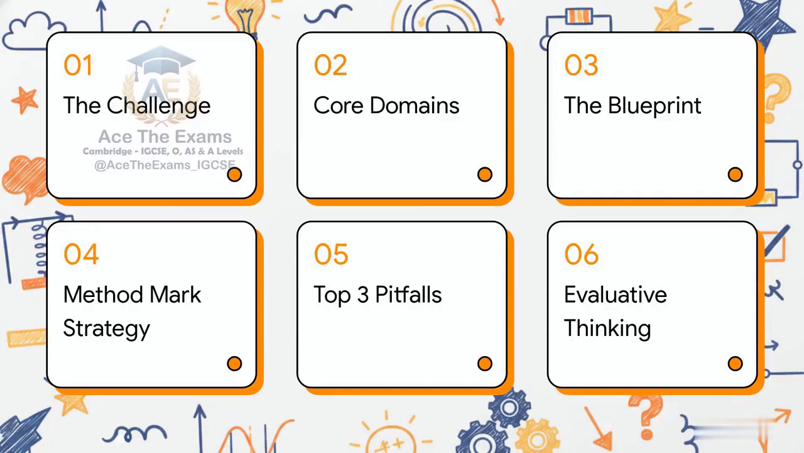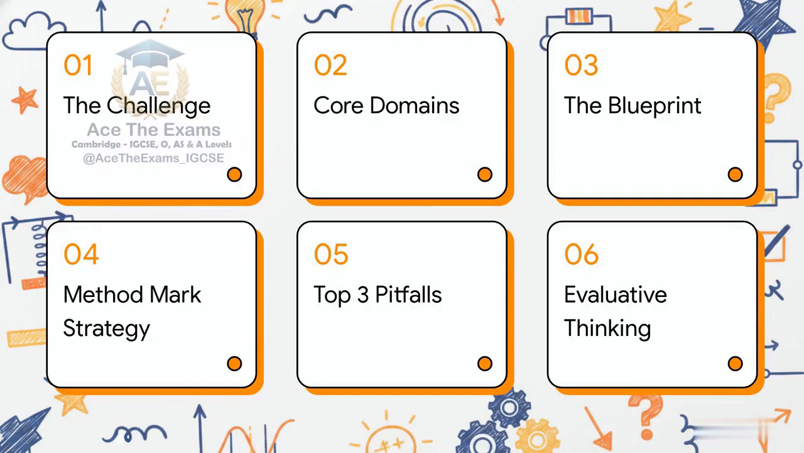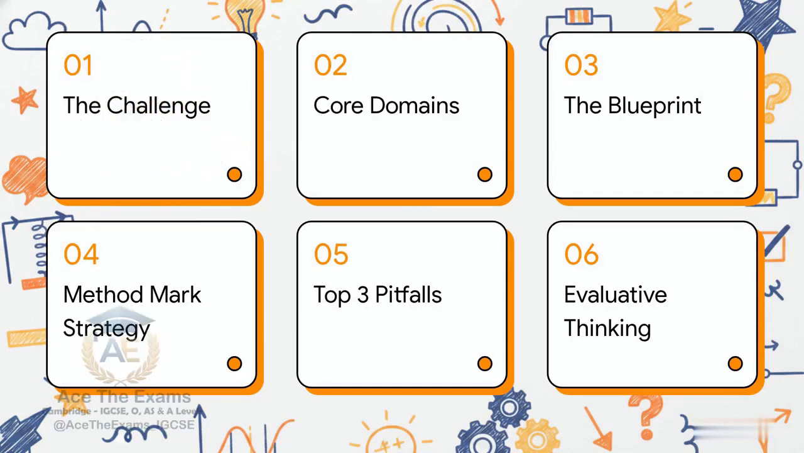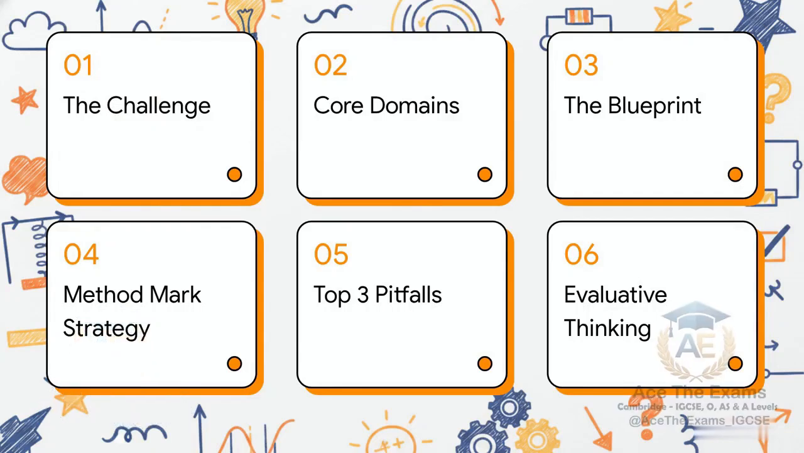Here is our step-by-step game plan for today. We're going to start with number 1, the challenge. Then we'll break down number 2, the core cognitive domains. After that, we'll reveal number 3, the blueprint. Then we move into the real secret sauce with number 4, the method mark strategy. We'll follow that up with number 5, the top 3 pitfalls. And finally, we will wrap it all up with number 6, mastering evaluative thinking.